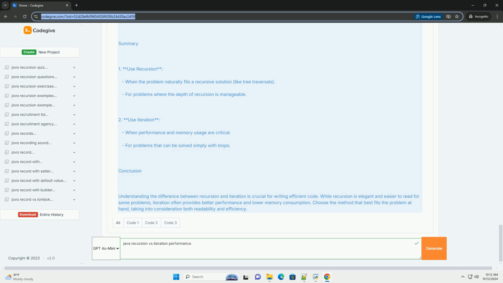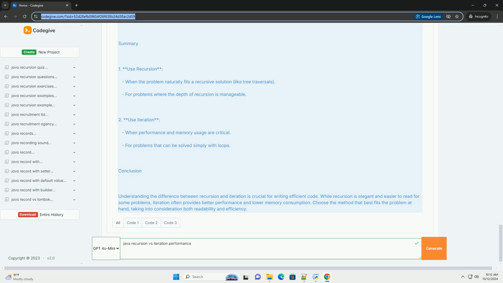Summary. 1. Use recursion when the problem naturally fits a recursive solution, like tree traversals, and for problems where the depth of recursion is manageable. 2. Use iteration when performance and memory usage are critical, and for problems that can be solved simply with loops.